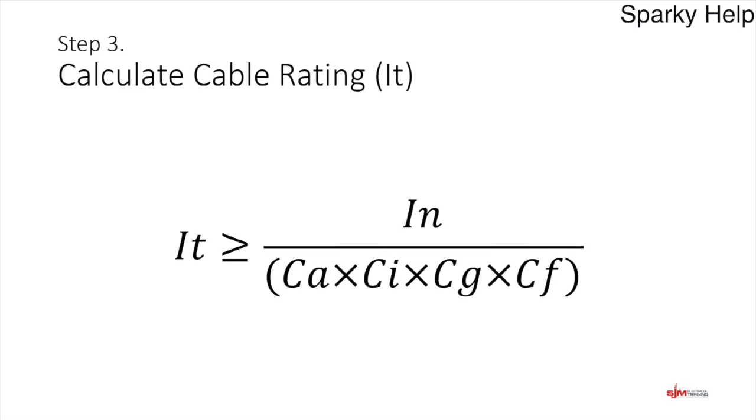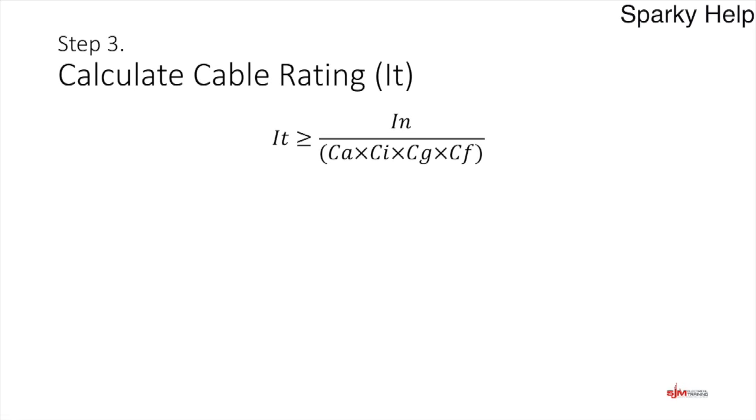The formula for that you can get from BS7671, which is in Appendix 4, or it's in the on-site guide, and what we're looking for is IT greater than or equal to the fuse size, the IN, divided by the correction factors. Now I've named a few here: CA, CI, CG and CF. So we'll look at each of those, but you apply the ones that are relevant for your installation or your circuit. So once we have that, there's your IN.